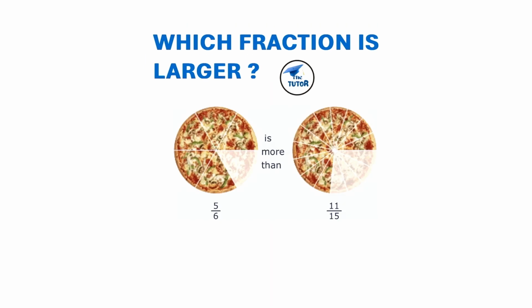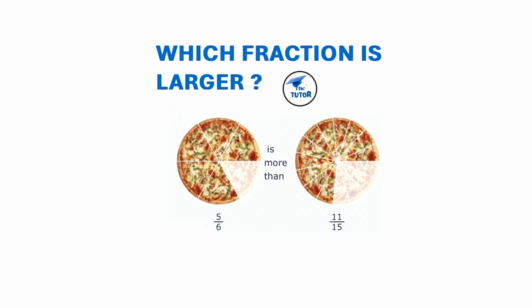What about this one? How will you figure out in such situations that 5 over 6 is larger than 11 over 15? But as per the fraction, 11 and 15 both are bigger numbers than 5 and 6, then how is 5 over 6 larger than 11 over 15? So here is the trick.